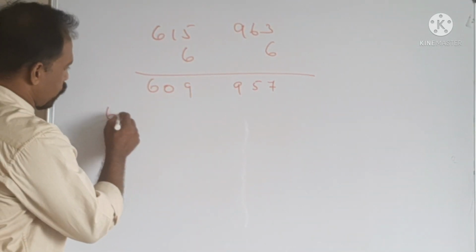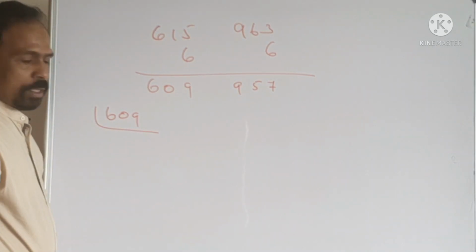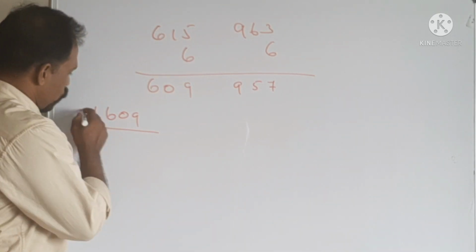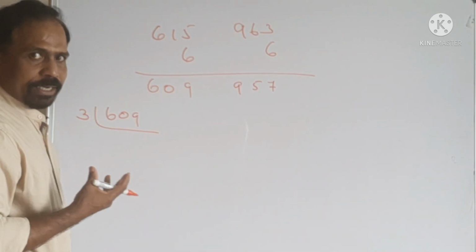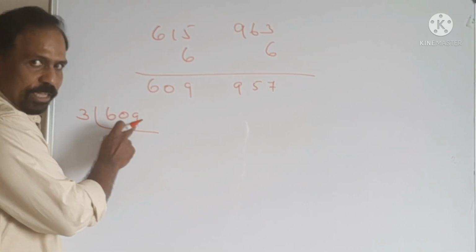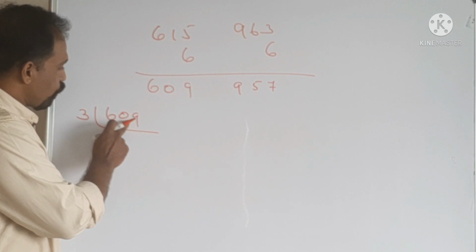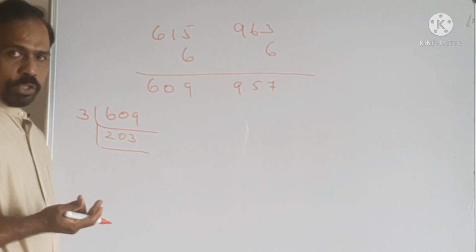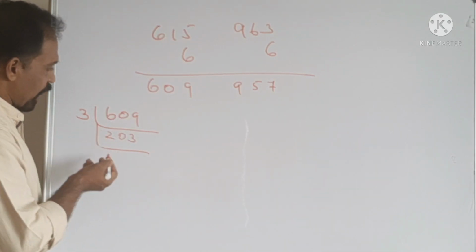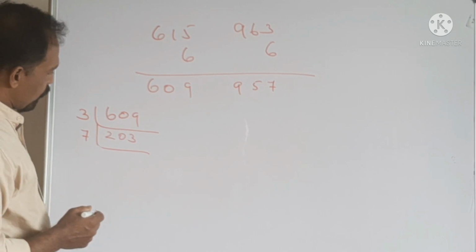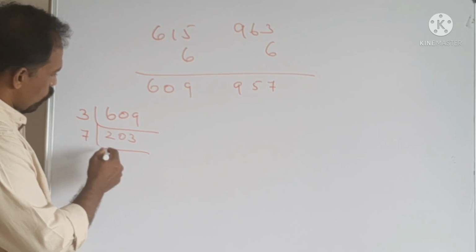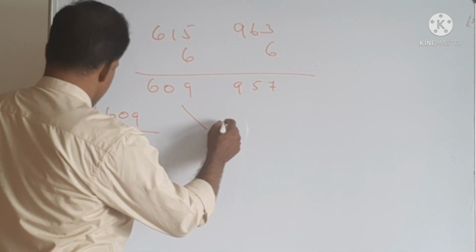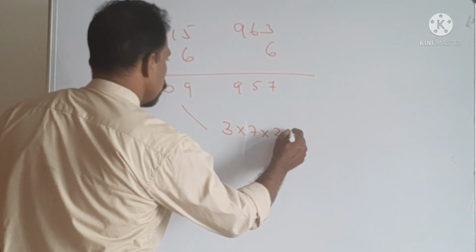So 609, let us do the prime factorization. Can we do it with 2? Not possible because it is an odd number. Let us do it with 3. First of all, check whether it is divisible by 3. 6 plus 9 is 15, and 15 is divisible by 3. Therefore, it is divisible by 3. So it will be 203. 203 is not divisible by 3, and 5 is not possible. Let us take 7. 7 2s are 14, 6, 9. So 609 can be written as 3 into 7 into 29.